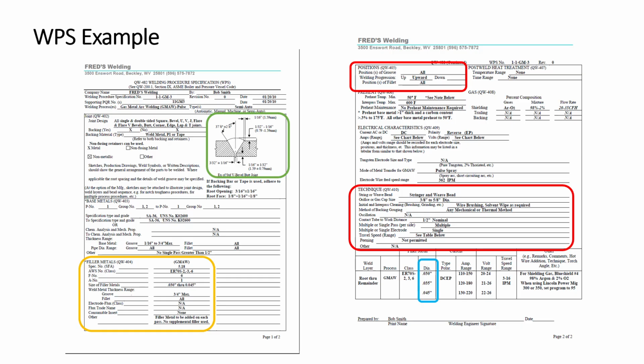And this is what a WPS looks like. So on the WPS, we're also going to put our essential variables, and we're also going to list our non-essential variables. WPS, as I've said before, is a work instruction. You are trying to set your welder up to have success, to be successful. So our WPS, our welding procedure specification, is a work instruction. And on this, we list all our essential and non-essential variables.